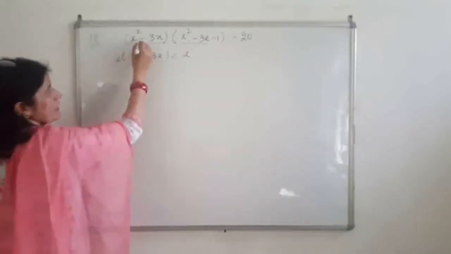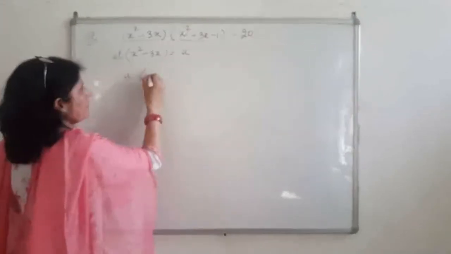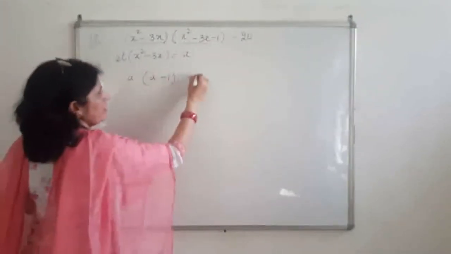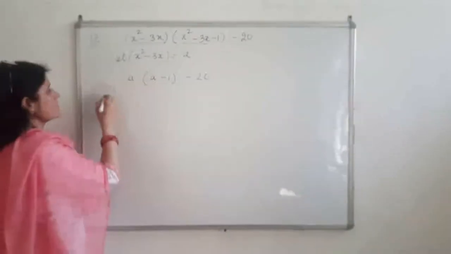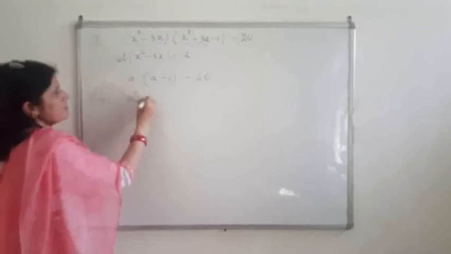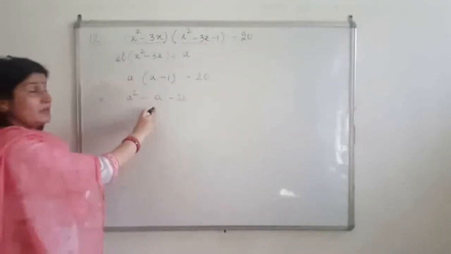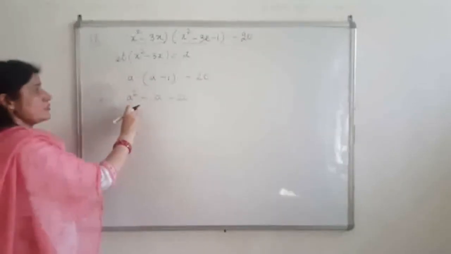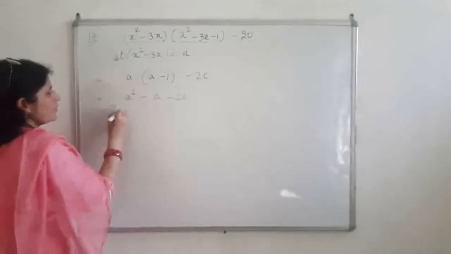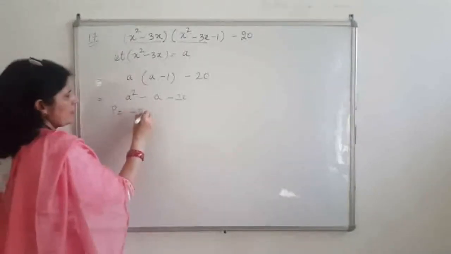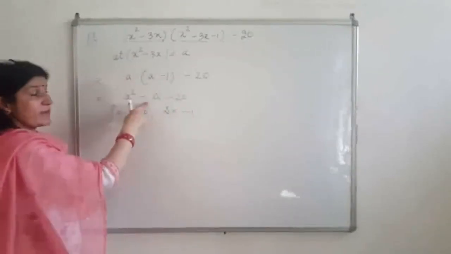So what will we get? a into, this full term, a minus 1, minus 20. So we multiply a with both the terms: a square minus a minus 20. Now we will get the quadratic expression here. So we have to factorize it by splitting the middle term. So what will be the product? Minus 20, and sum will be minus 1, the coefficient of a.